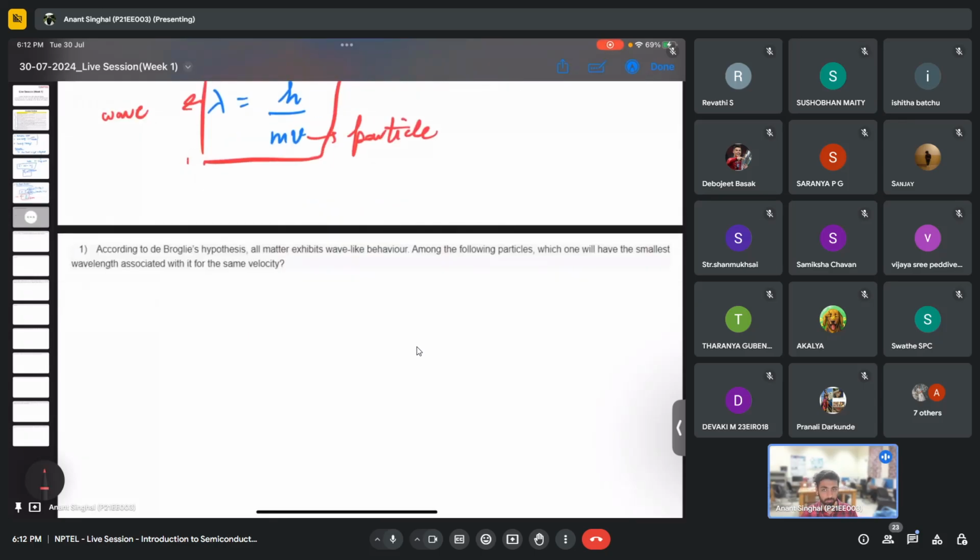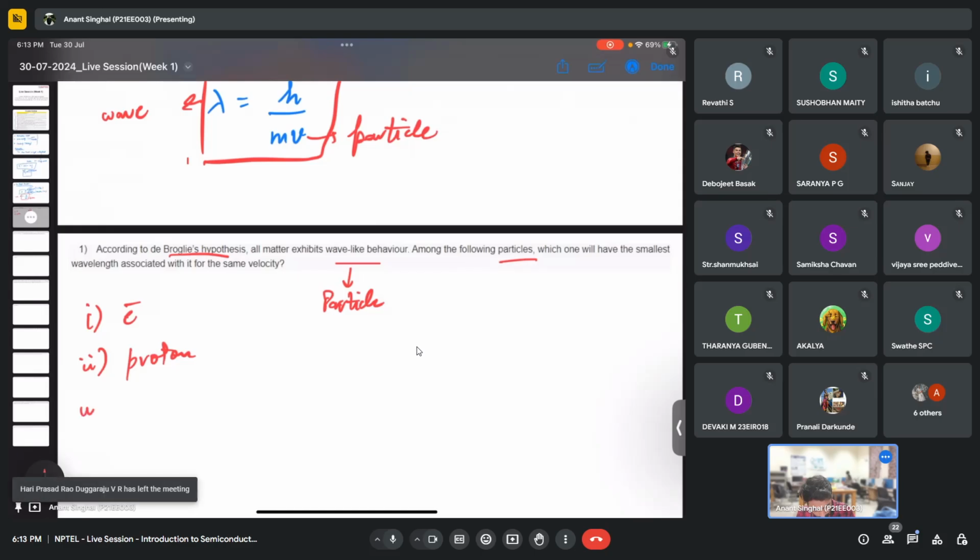I guess this was given in this year's assignment. According to the de Broglie hypothesis, all matter exhibits wave-like behavior as well as particle behavior. We have already read these things. Among the following particles, which one has the smallest wavelength? The options are the electron, a proton, and then maybe a cricket ball or something like that.